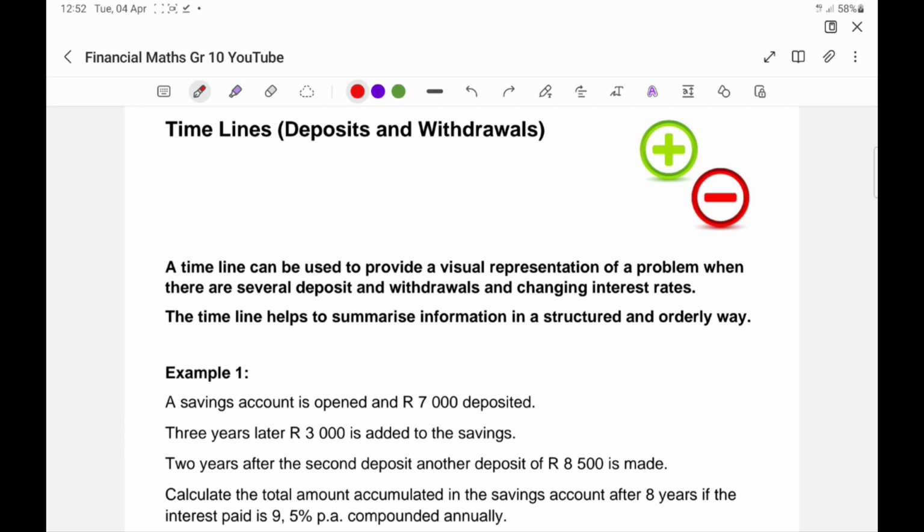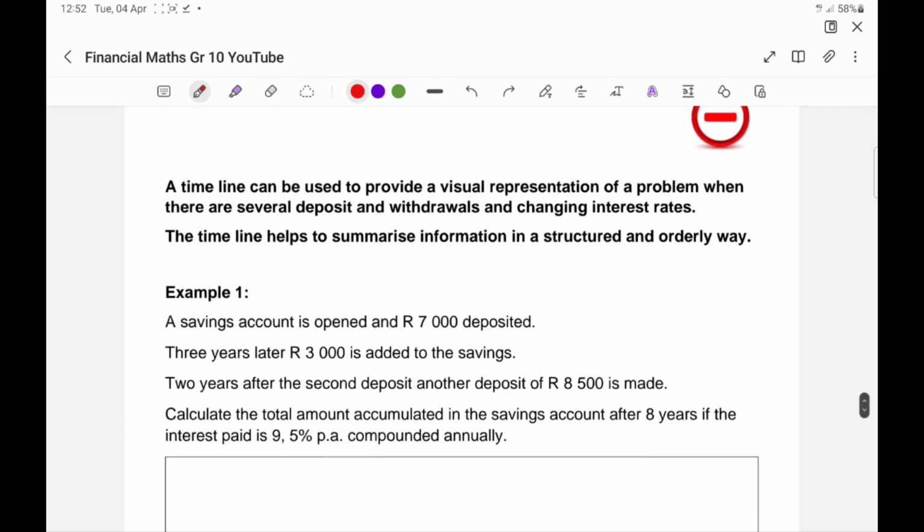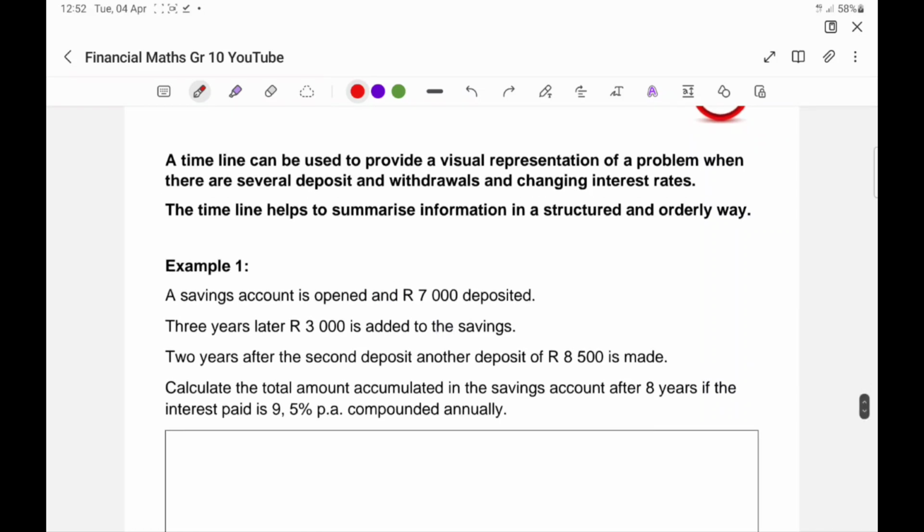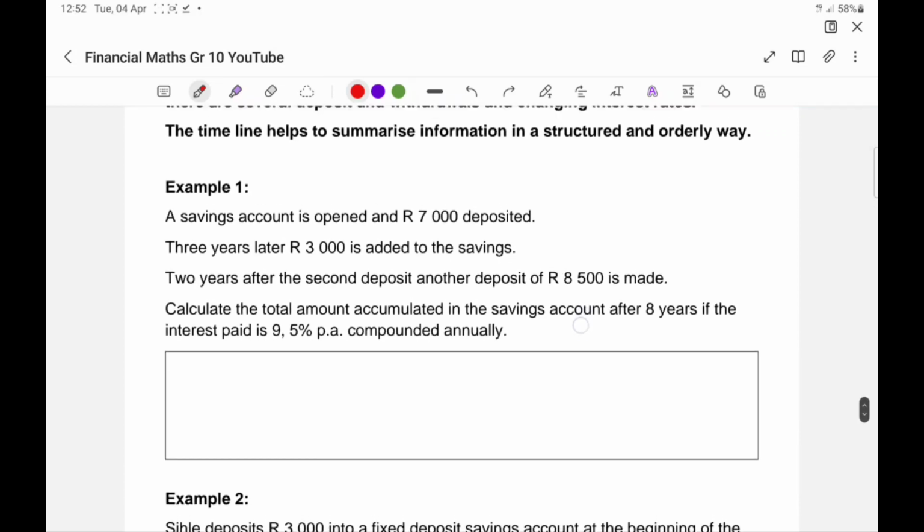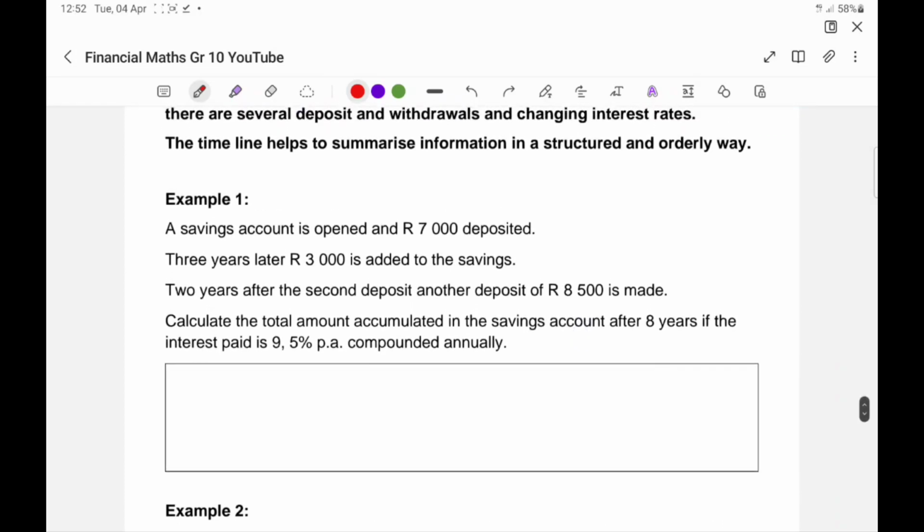Let's look. A timeline can be used to provide a visual representation of a problem when there are several deposits and withdrawals and changing interest rates. The timeline helps to summarize information in a structured and orderly way. For example 1, I'm going to represent the timeline here at the top, and then do the actual sum here in the block. With the curriculum that we do, we are asked to draw up a timeline for 3 marks.